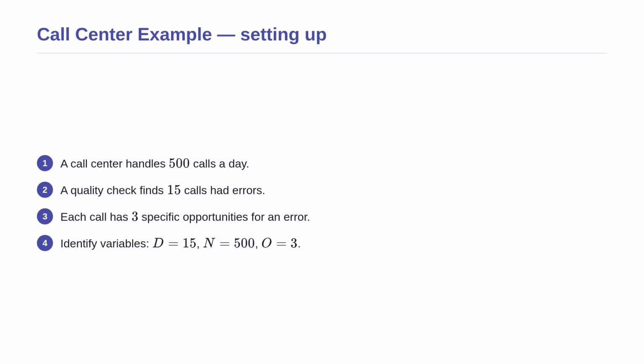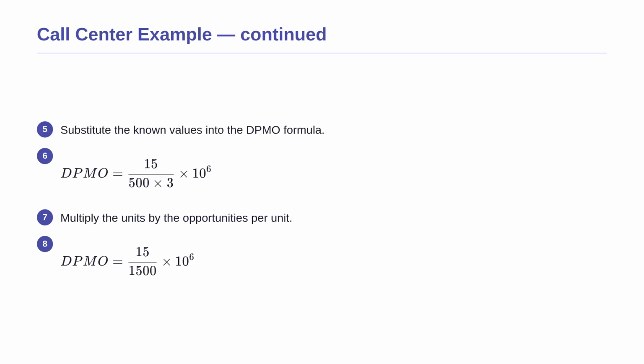The manager found 15 errors, so D equals 15. The center handles 500 calls, so our units N equals 500. Finally, there are 3 ways a call can fail, so O equals 3. Now that we have our variables, we can plug them into our formula. We substitute 15 for D, 500 for N, and 3 for O.